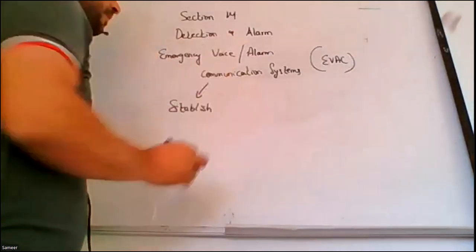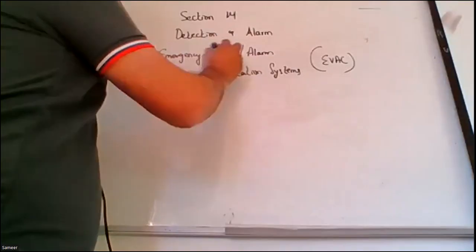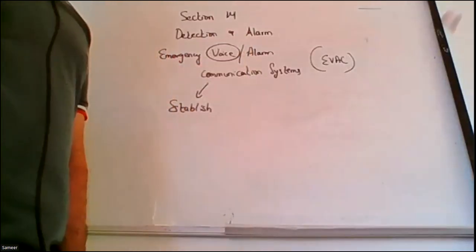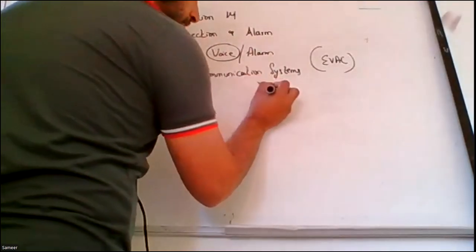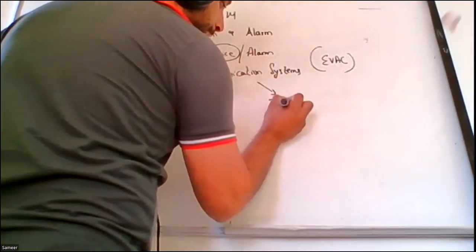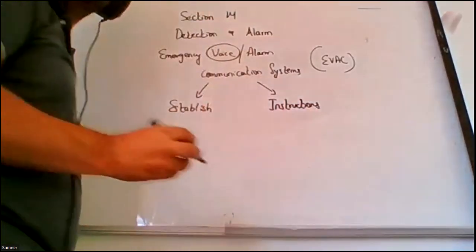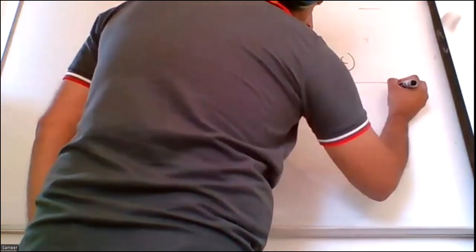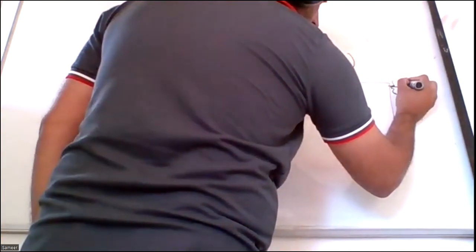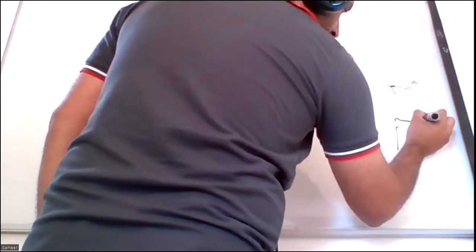The second thing is the emergency voice. Now here the voice is there. The second thing is to provide instructions for the occupants to evacuate in a timely manner. For example, let's say this is a 50-floor building, and a fire has started somewhere at the 10th floor.